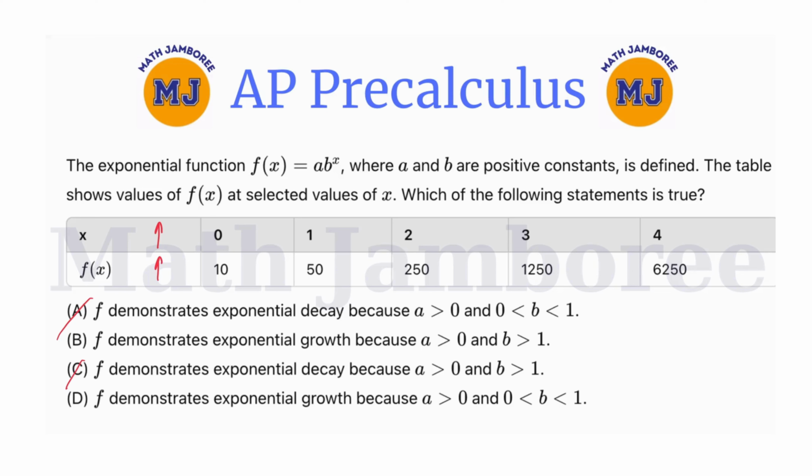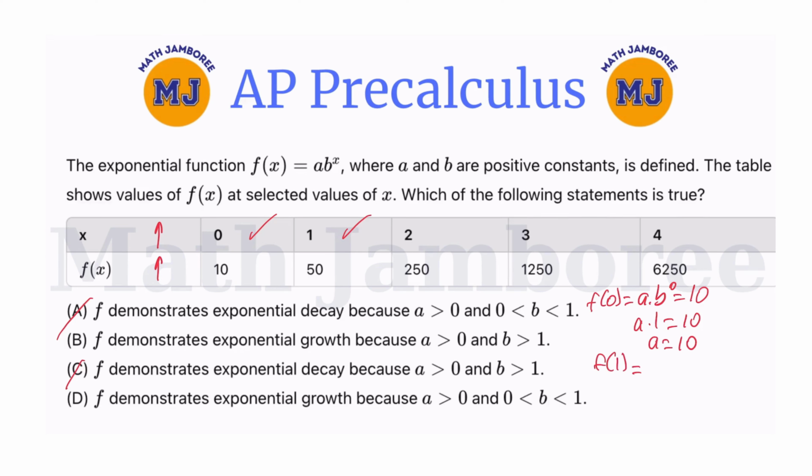So let's find the values. Let's use f of 0 now. a times b to the power of 0 is given as 10. So a times 1 is 10. So a is 10.